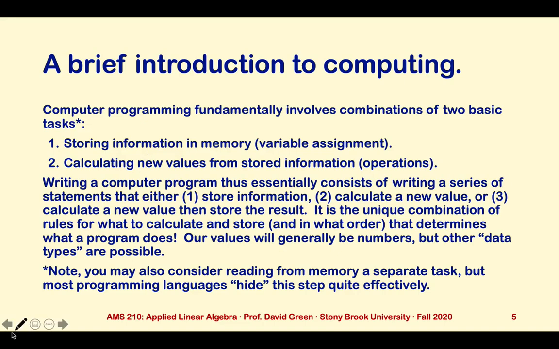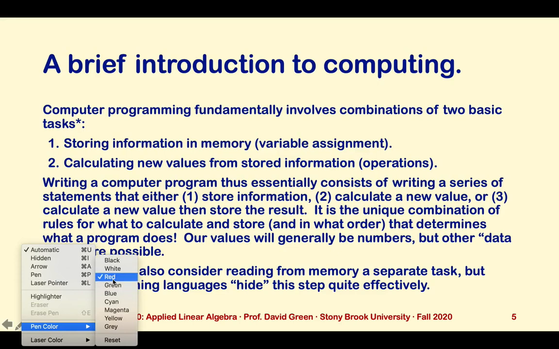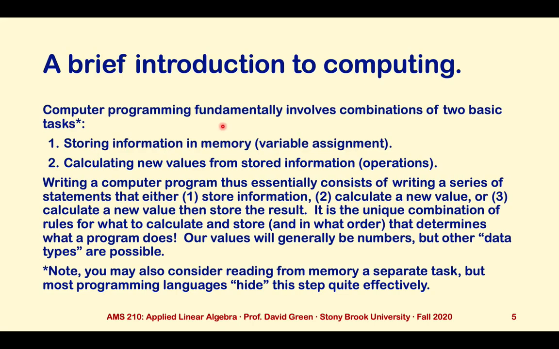In many ways, there really are two fundamental things that we do in most computer programs. We store information into the memory locations of a computer. We call this variable assignment. And we do things with that information. We calculate new values based on that stored information. We perform what we call operations on those variables.